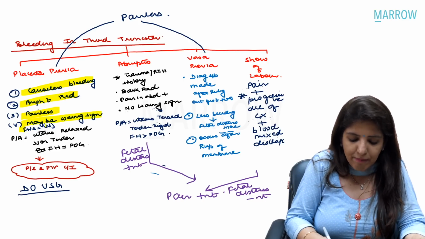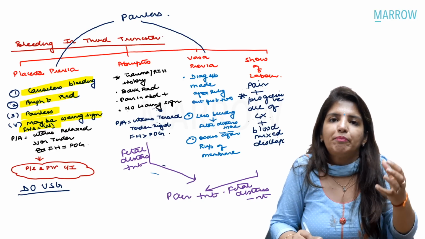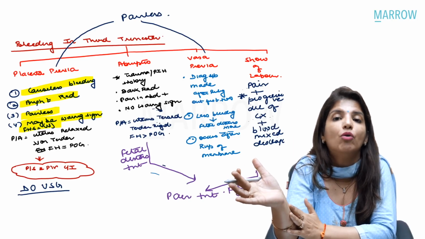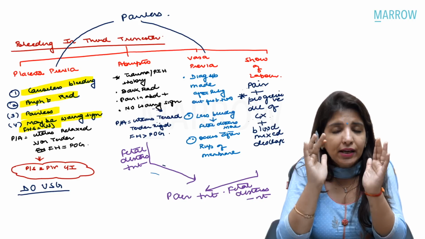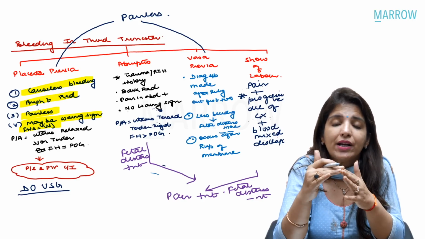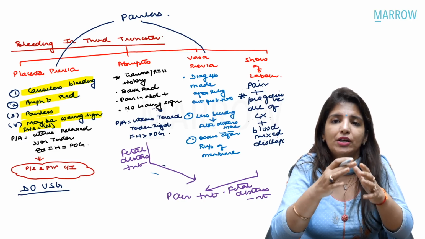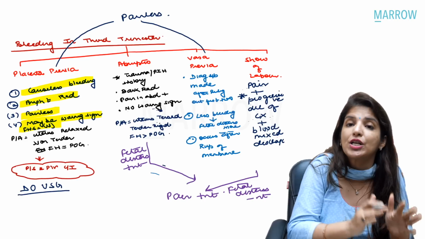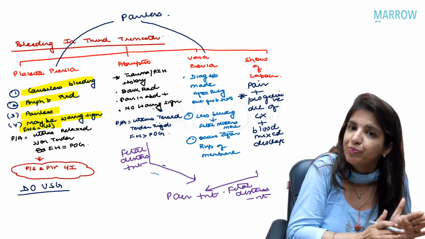Next, initially the bleeding could be less and later on the bleeding could be heavy. So there is a warning hemorrhage. In case of placenta previa, you may get a history like this: I had bleeding, then the bleeding stopped, then again I had bleeding and then again the bleeding stopped. This type of history is present in placenta previa.